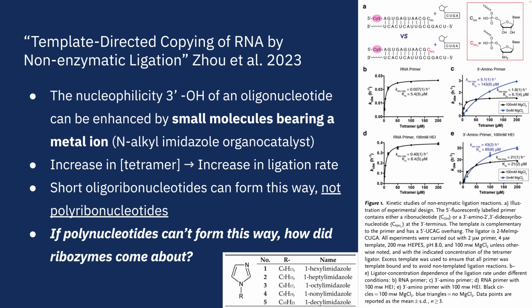By increasing the concentration of the tetramer and the catalyst, again, not an enzyme, just a molecule that is bound to a small metal ion, very common in nature, you saw an increase in the ligation rate. This is how you could get short ribonucleotides to copy themselves, not polyribonucleotides. If this happened, then how did ribozymes come about? Because ribozymes are polyribonucleotides.